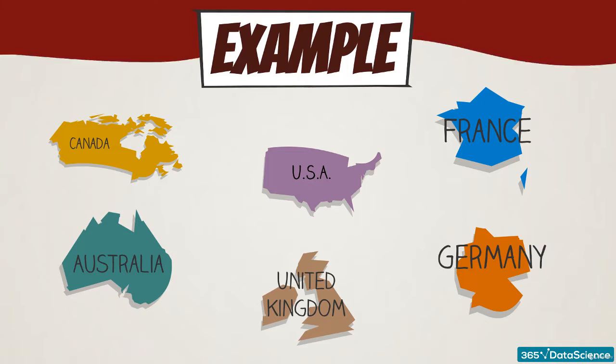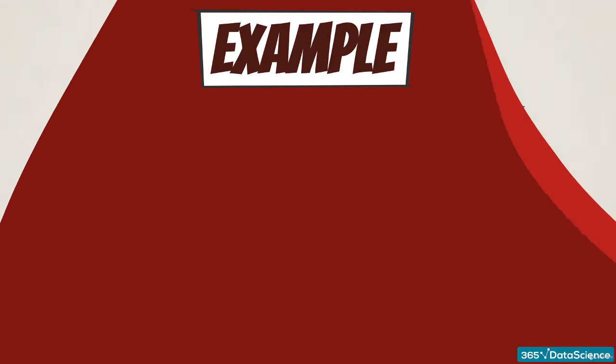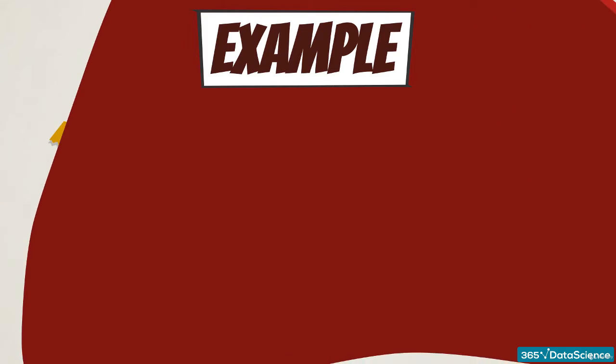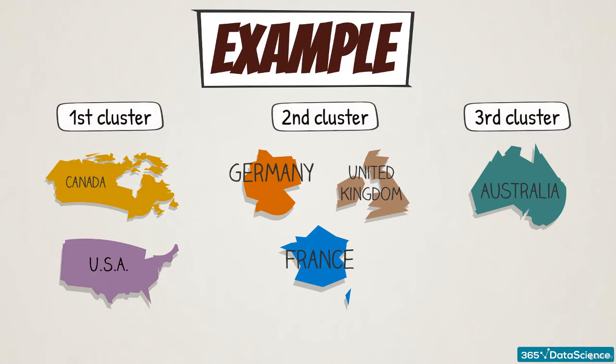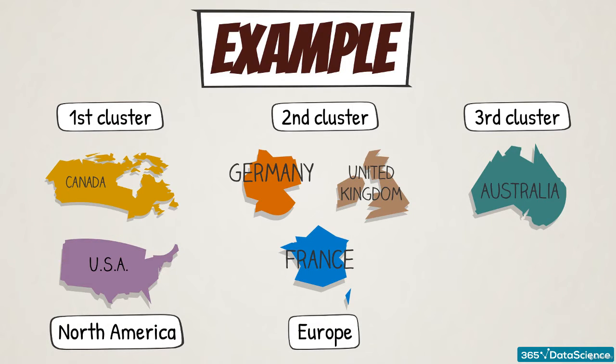Remember the first lecture of this section? We gave an example about 6 countries: USA, Canada, France, UK, Germany, and Australia. Well, guess what? This was not just for illustrative purposes. In fact, we are going to cluster these countries using k-means in Python. Plus, we'll learn a couple of nice tricks along the way.